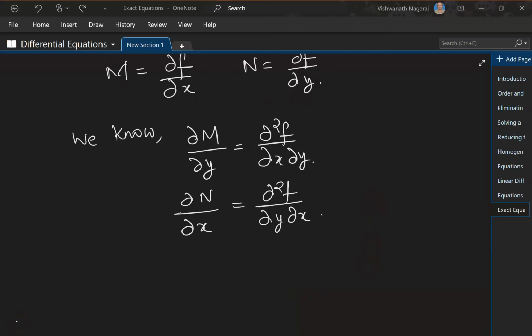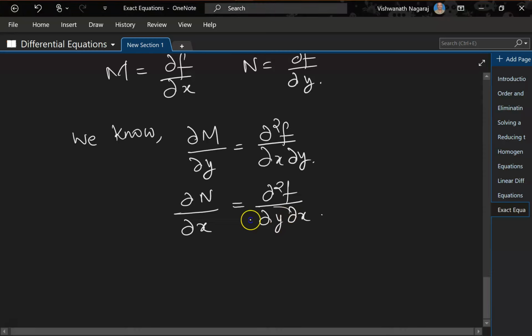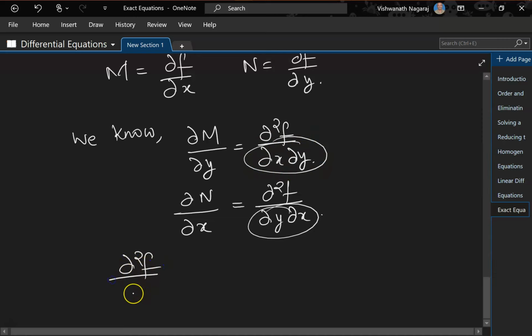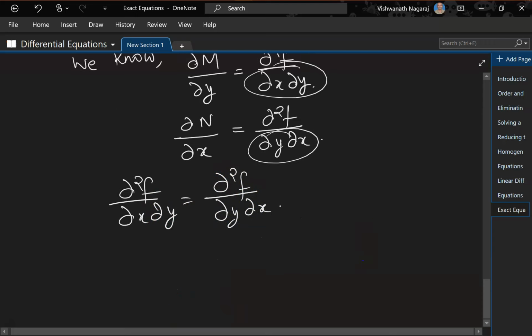Now, from the session on partial differentiation, we know that the order in which partial differentiation happens does not matter. So ∂²f/∂x∂y = ∂²f/∂y∂x. And since the right hand sides are equal, that means the left hand sides are also equal.